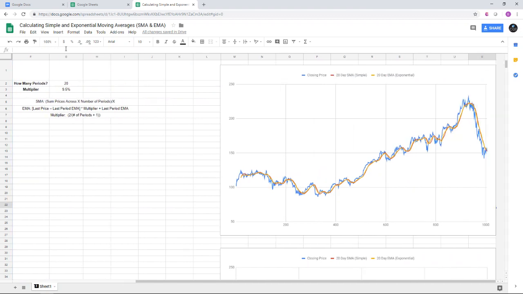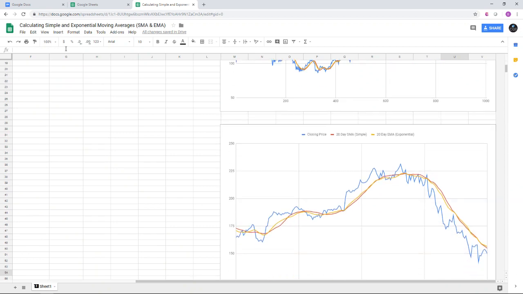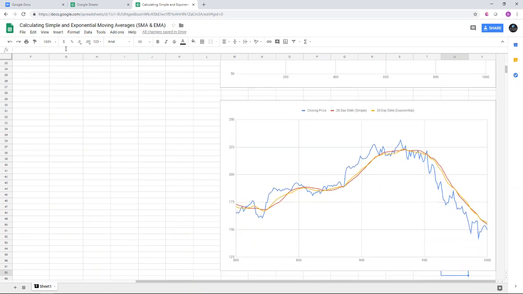So let's take a quick look at the charts. This is the 1,000 periods here. The blue is the price, then you see the moving averages moving along. They look like they're right on top of each other, which is not surprising. They're both 20-day moving averages. But if you zoom in to a specific point, you can actually see the yellow line reacting just a hair faster than the red line. That's because it's exponential. It's a little less reactive.